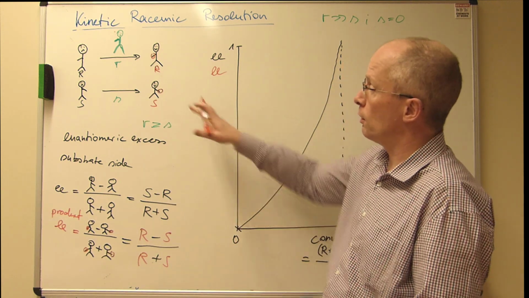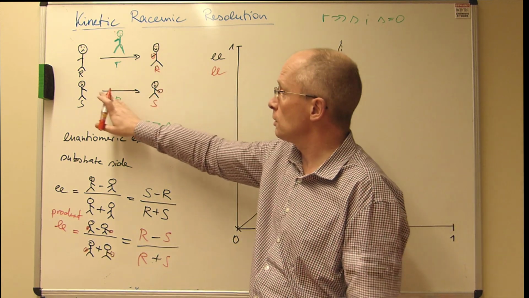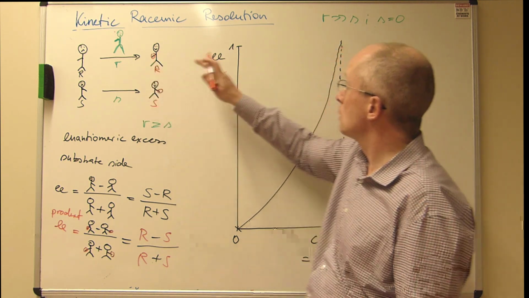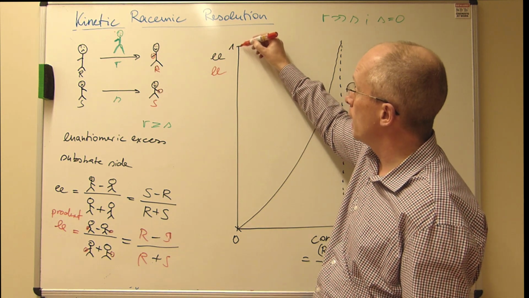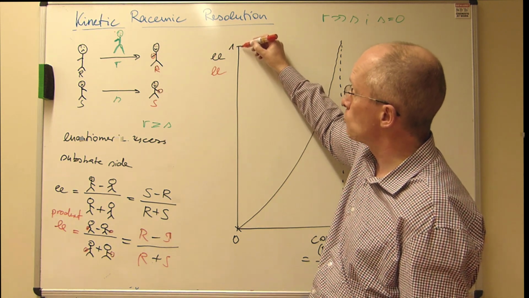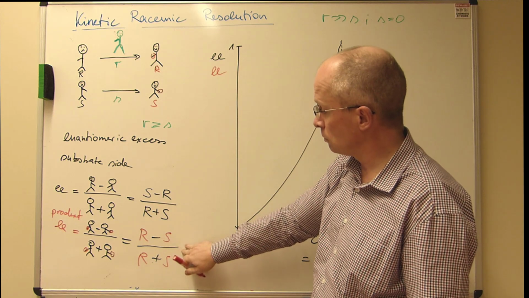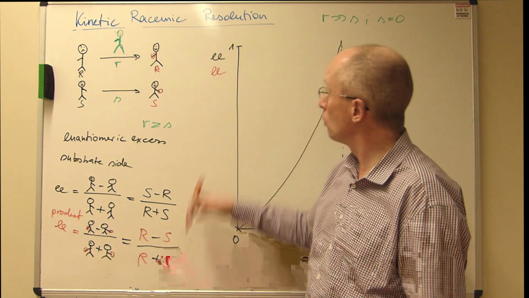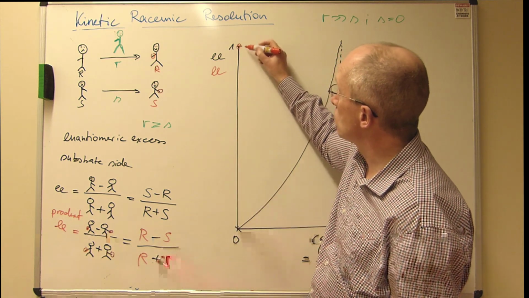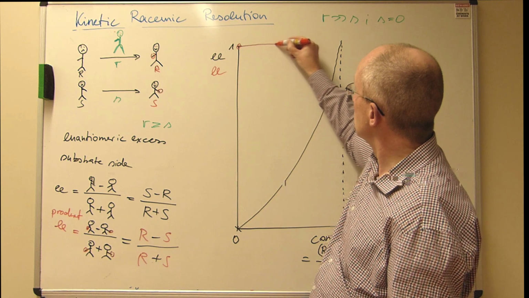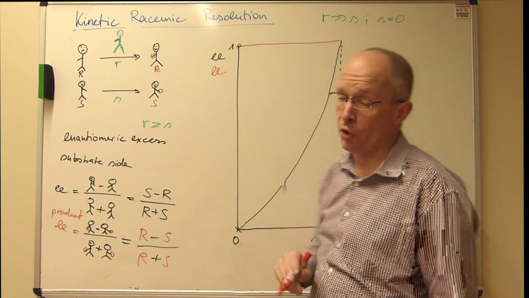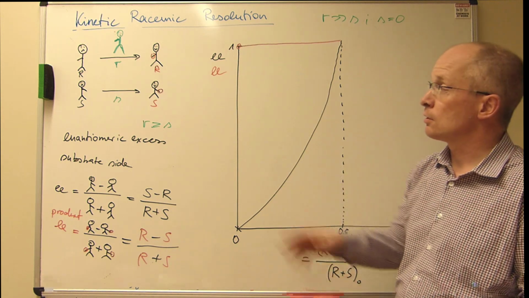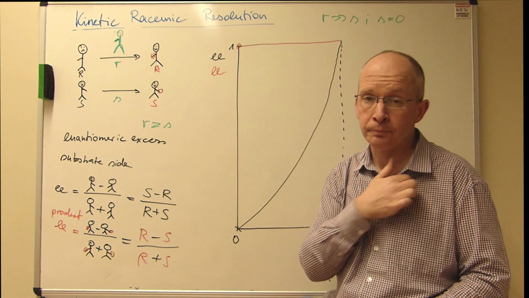So what do you get at your party? S is not admitted. Only R is admitted. That means that with the first one here entering, this will be always an enantiomeric excess of 1. Admittedly, it's not defined for R and S being 0, so we have to omit that point here, but from then on, we get a horizontal line. And that's the picture you get if the catalyst is very highly discriminating.